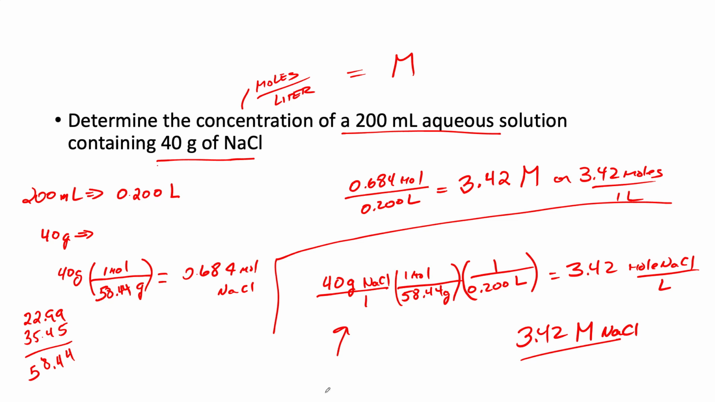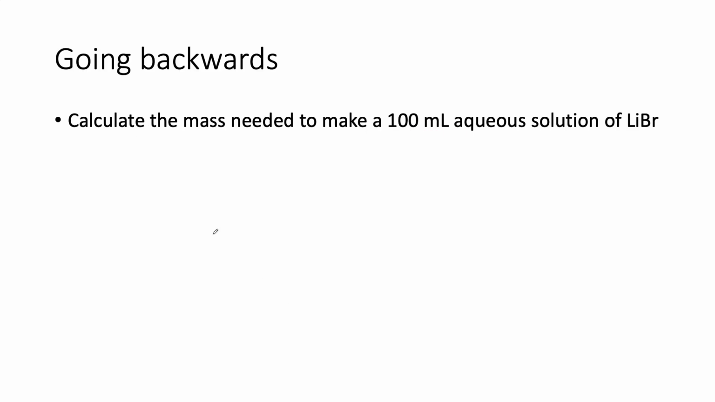Either one is fine by me, as long as I understand what you're going at and understand the direction you're going. So going backwards is a little bit different. We need the concentration. Let's go 0.1 molar. Sometimes I forget to write things down. So we've got 0.1 molar. So we have the concentration. That's 0.1 moles per liter of lithium bromide.